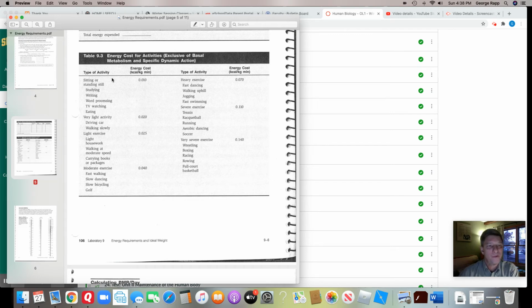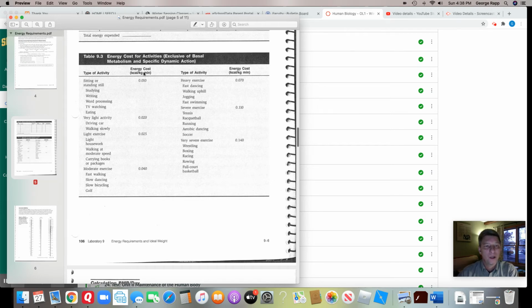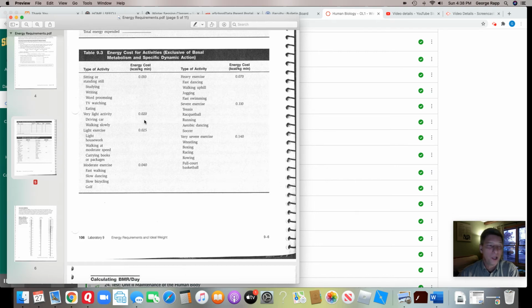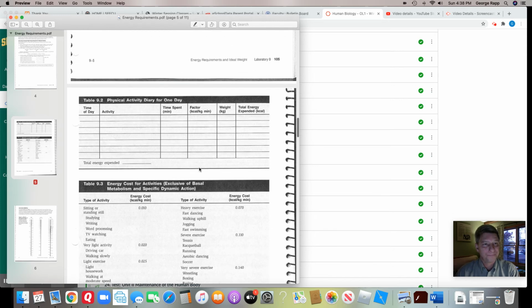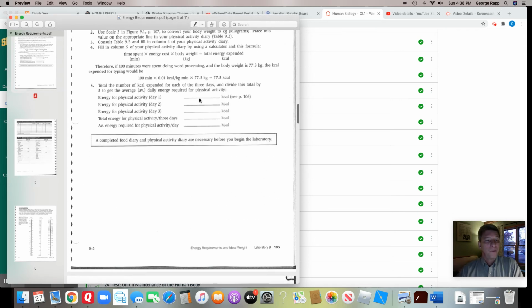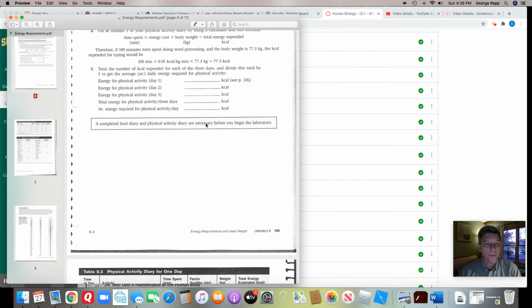So if you're doing something that's very minimal, sitting or standing still, the energy cost is 0.010 kilocalories per kilogram per minute. If you're doing light activity like driving a car or slowly walking, it's 0.02. Light exercise, moderate exercise, you can follow along on table 9.3. All right. So that's going to give you then 3 days worth of physical activity. You're going to add them all up and divide by 3, and that'll give you the average energy required for physical activity per day.